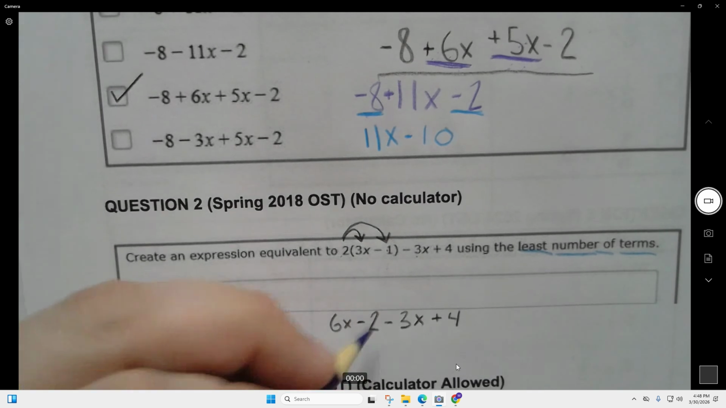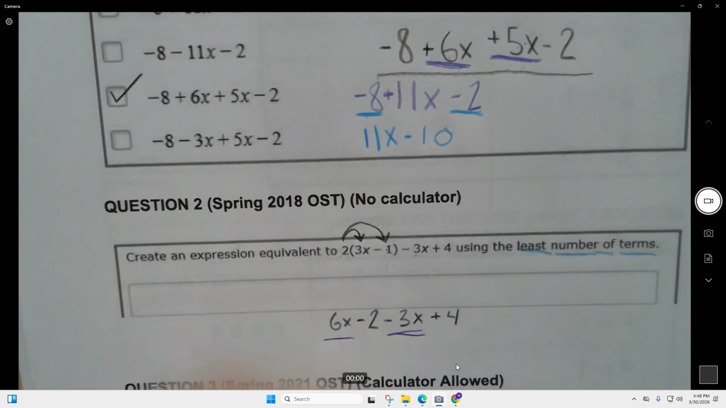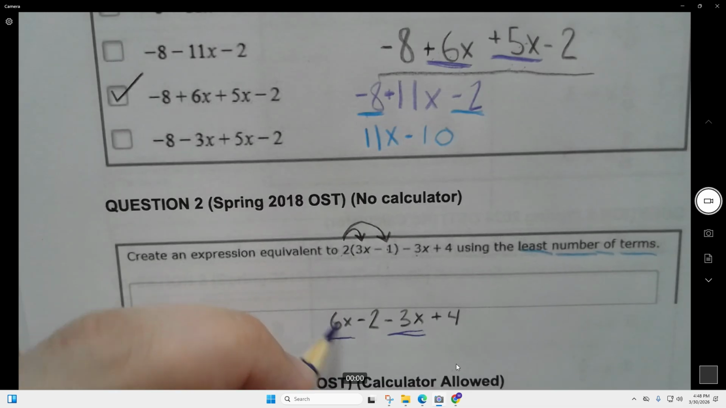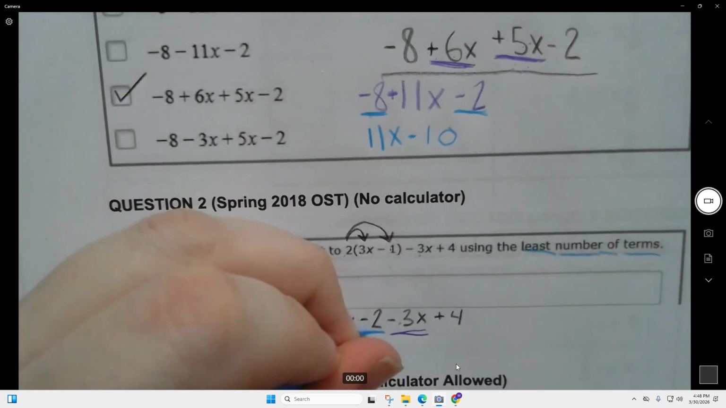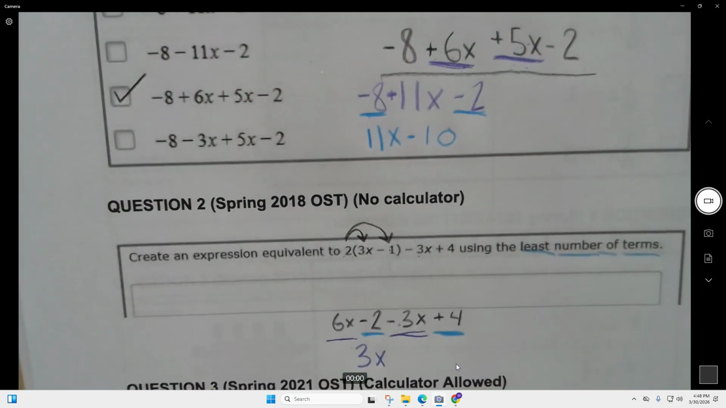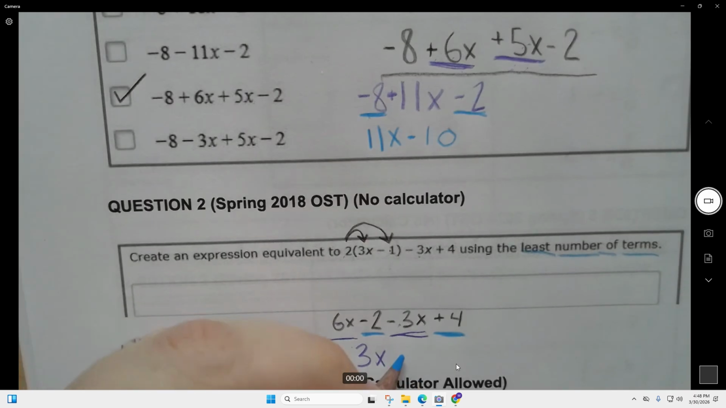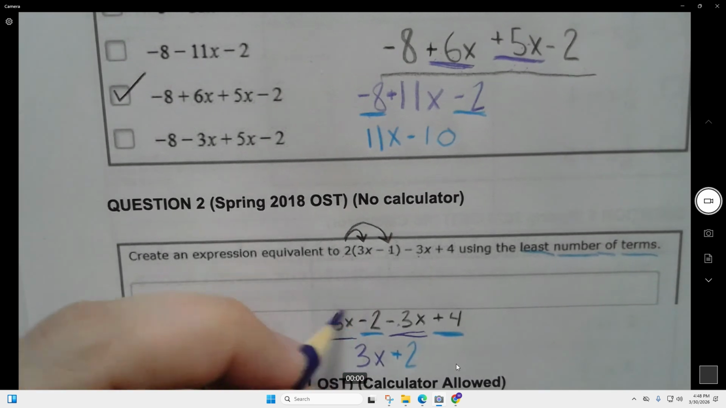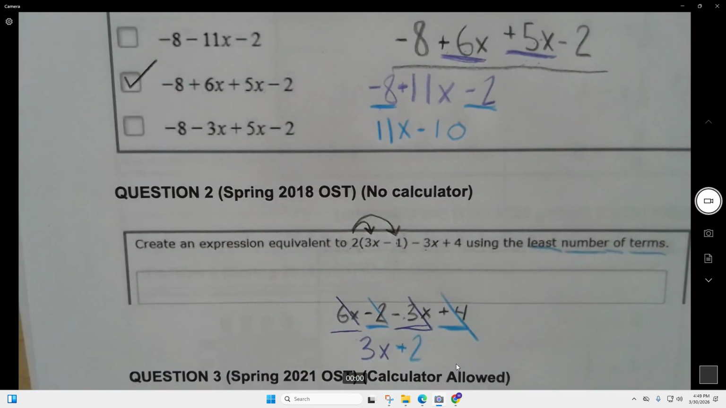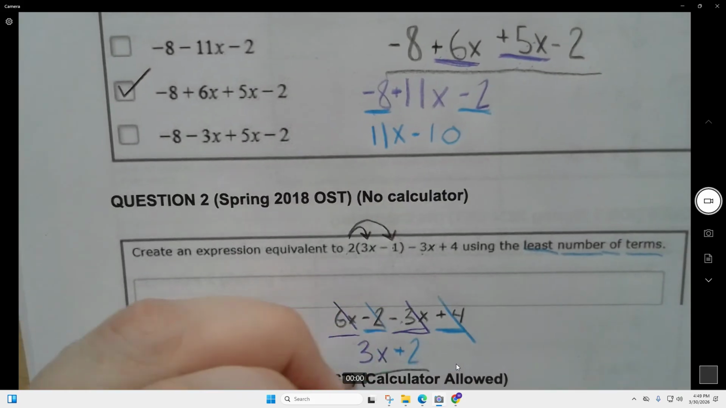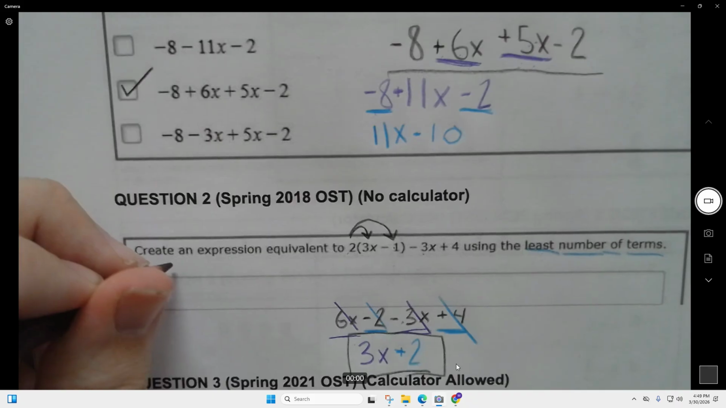So what like terms do we have? Well, we have 6x and we have negative 3x. Combine those. 6x minus 3x gives us 3x because 6 minus 3 is 3. Then we have negative 2 plus 4. Negative 2 plus 4, if you're starting at negative 2, would become positive 2. And what I like to do is as I combine like terms, I cross them out so I know that I've used everything. And we are left with 3x plus 2 as our answer.